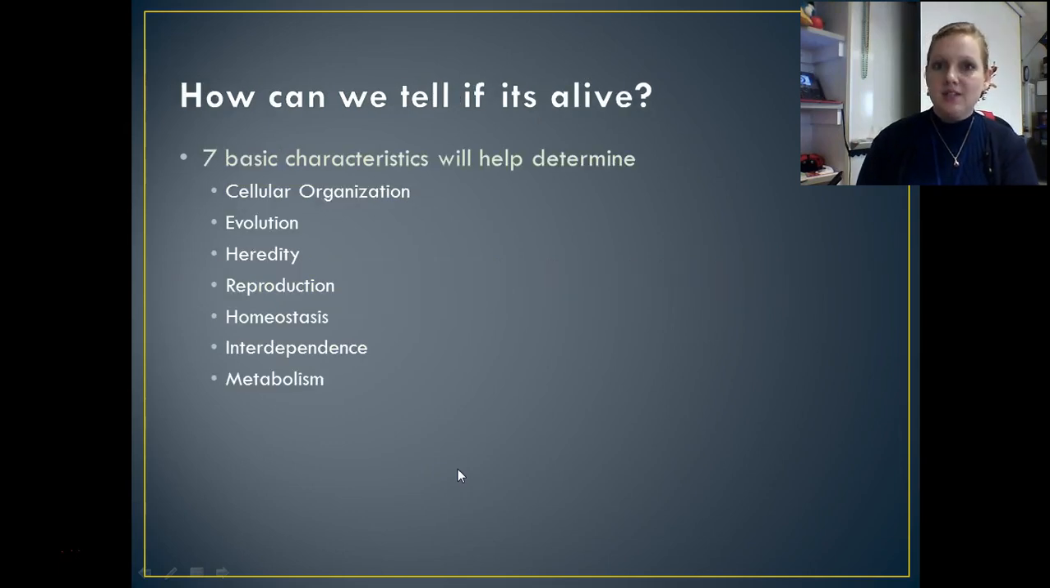So, if something's alive, how can we actually make sure that it's alive? We have 7 basic characteristics that we're going to use to help us determine if something's alive. First of all, it has to be made up of cells. The cell is the basic unit of life. So cellular organization, being organized of cells, is going to be one of the characteristics.